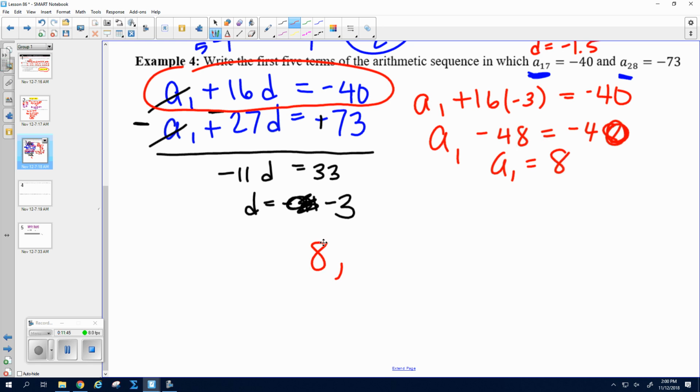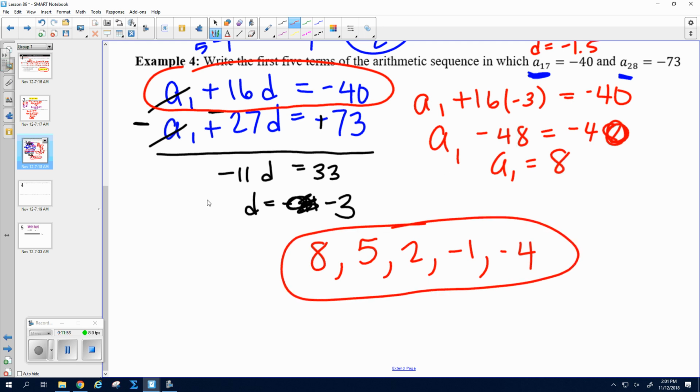We're supposed to find the first 5 terms. So what's the next term? 5. What's the next term? 2. What's the next term? Good job. So just subtract 3 every time once you get your first term.